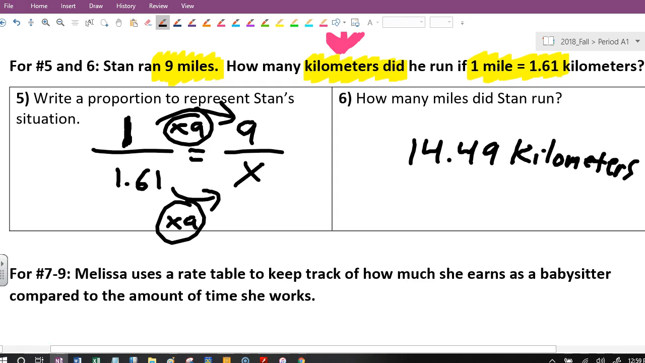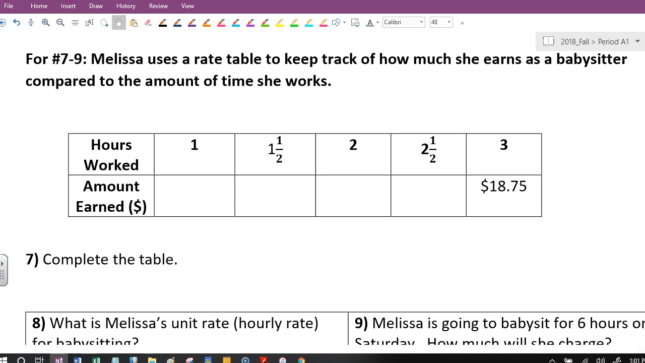Okay? Is everyone writing all this down yet? Alright, Melissa used a rate table to keep track of how much she earns as a babysitter, compared to the amount of time she works. So they want us to do what? Multiply. Completing the table. Everybody say complete the table. Complete the table. Okay. What would you do, Tiffany?